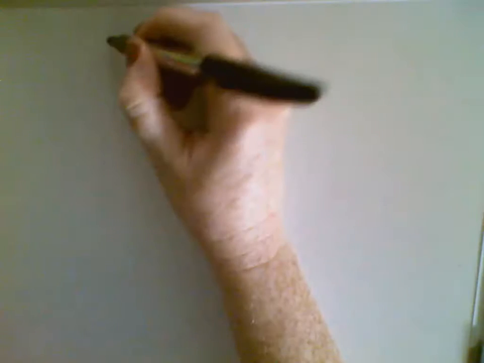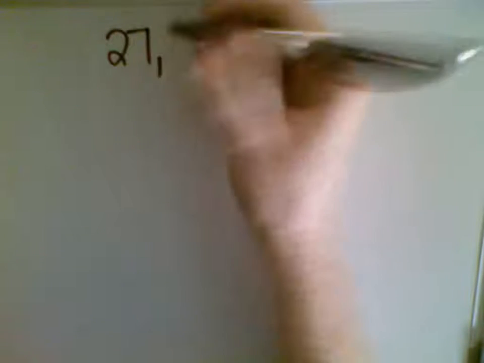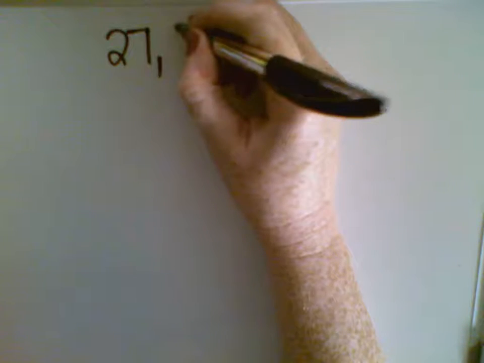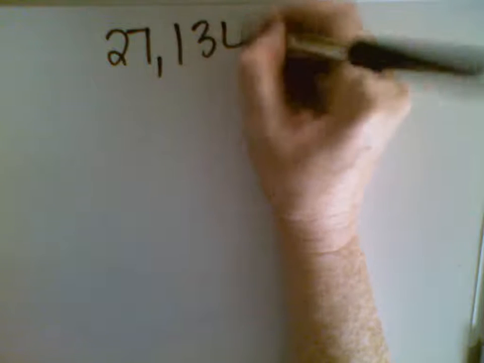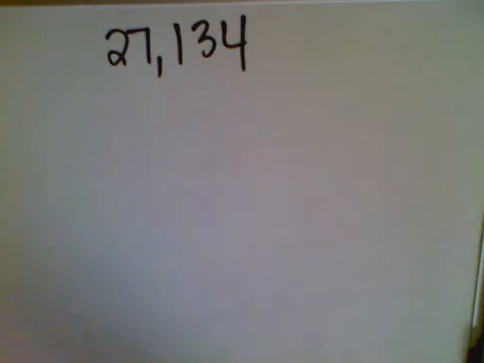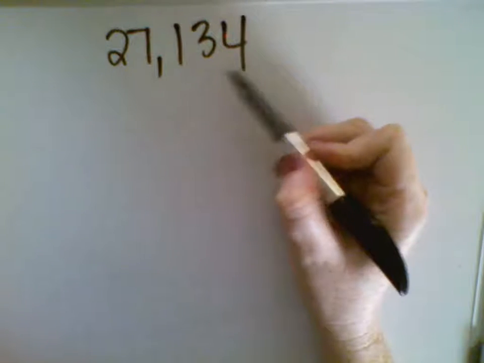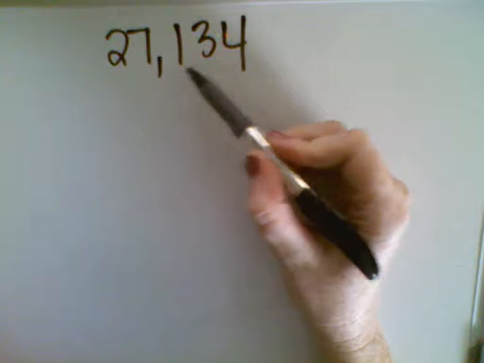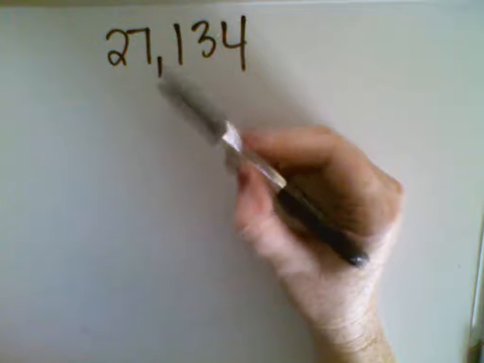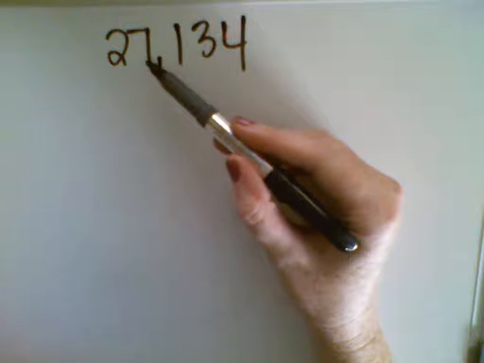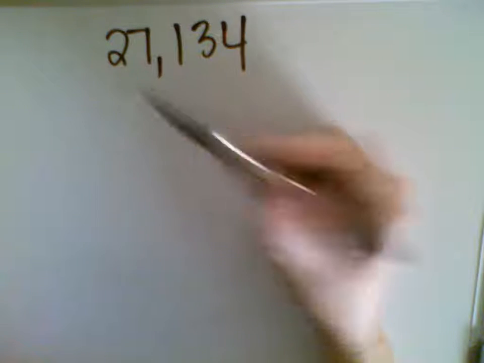Well, today we're going to learn something that I like to say is a little challenging, but I have full confidence that you can do it. So we know if we are given a number like 27,134, that is the number that they've given us. We know that there's a 4 in the ones place, a 3 in the tens place, a 1 in the hundreds place, a comma, which separates the periods, a 7 in the thousands place, and a 2 in the 10,000s place.